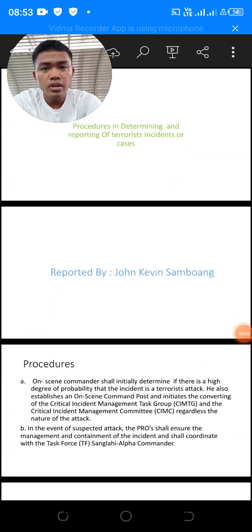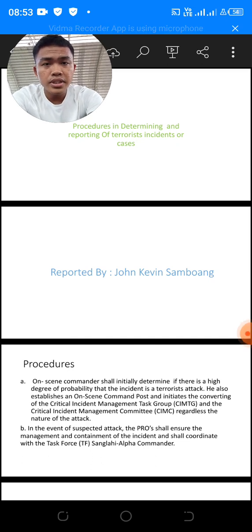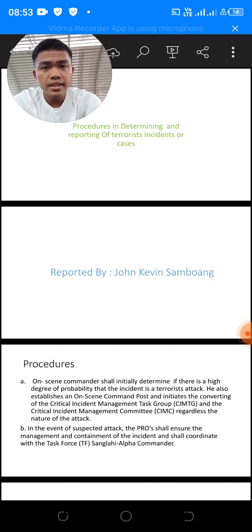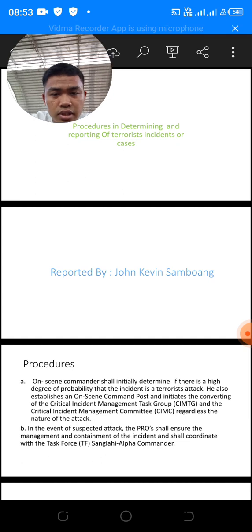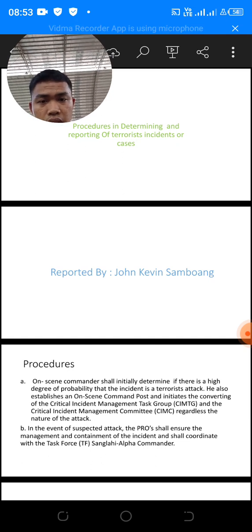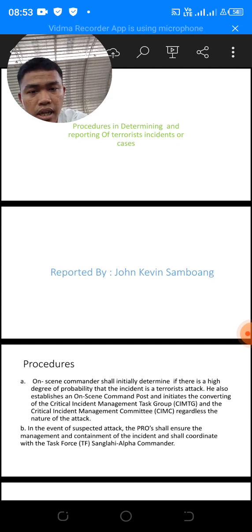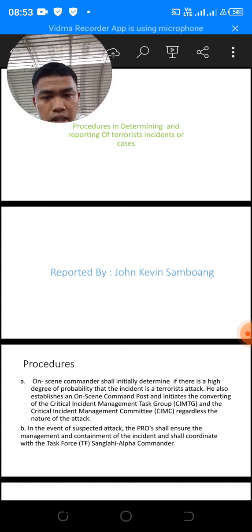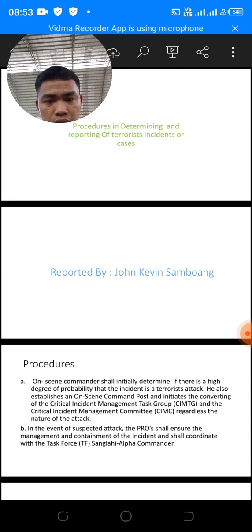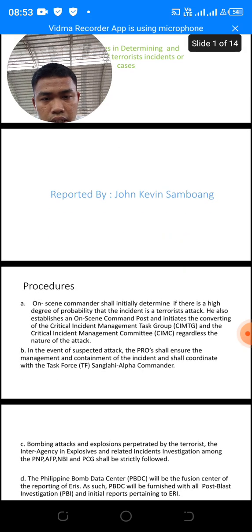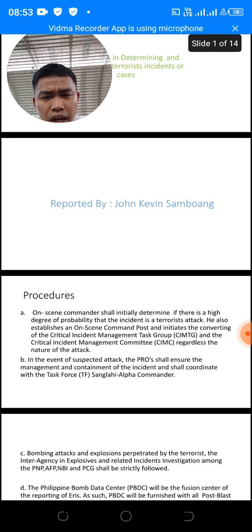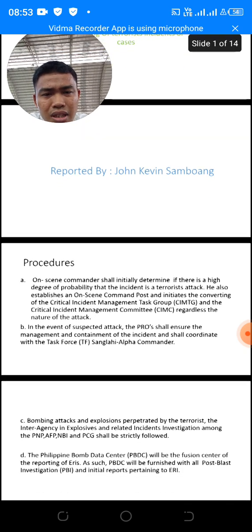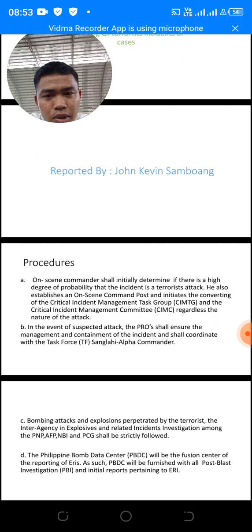Today I will report on the topic all about procedures in determining and reporting of terrorist incidents or cases. Procedures: the on-scene commander shall initially determine if there is a high degree of probability that the incident is a terrorist attack. He also establishes an on-scene command post and initiates the convening of the Critical Incident Management Task Group and the Critical Incident Management Committee, regardless of the nature of the attack.